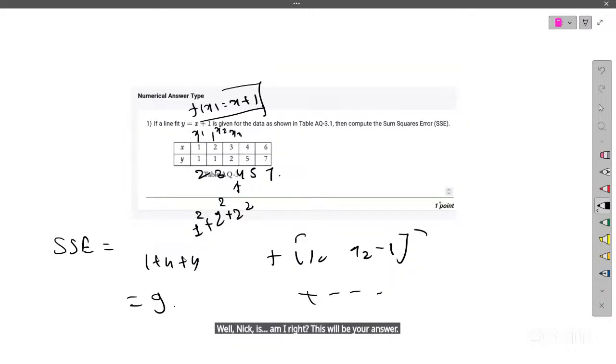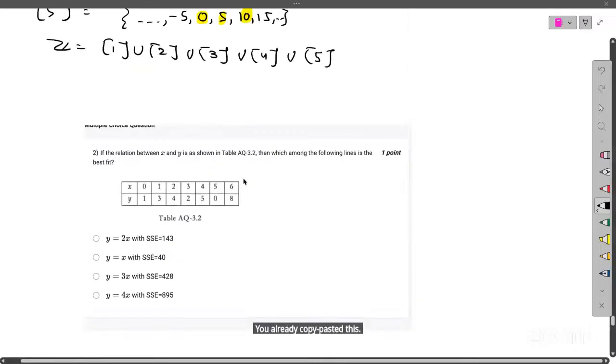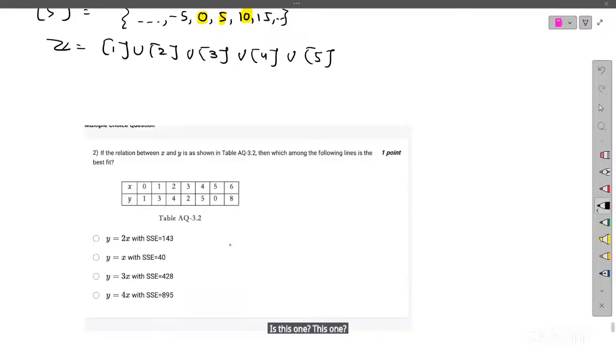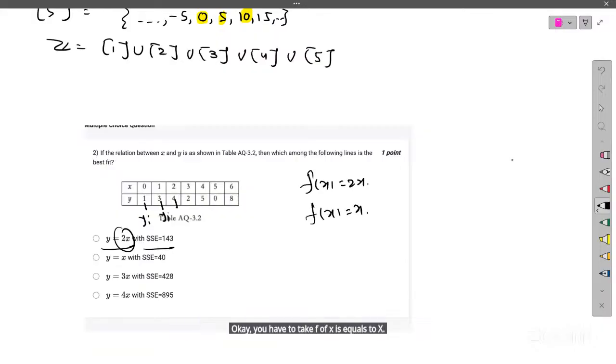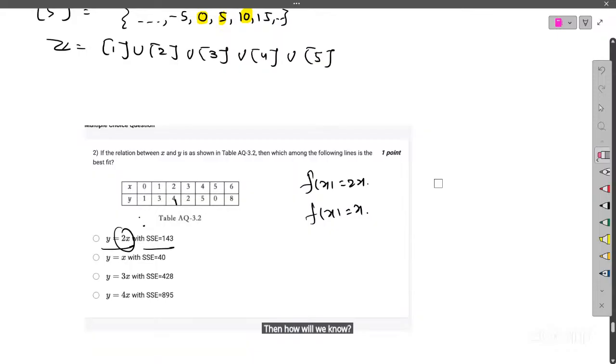The second question above, that one can explain. Which one? You already copy pasted that. Is it this one? Yes. So here you need to calculate SSE for each expression. Same thing. These are the yi's: y1, y2, y3. And this is your f of x. So f of x is equal to 2x. Just let me know what your doubt is here.